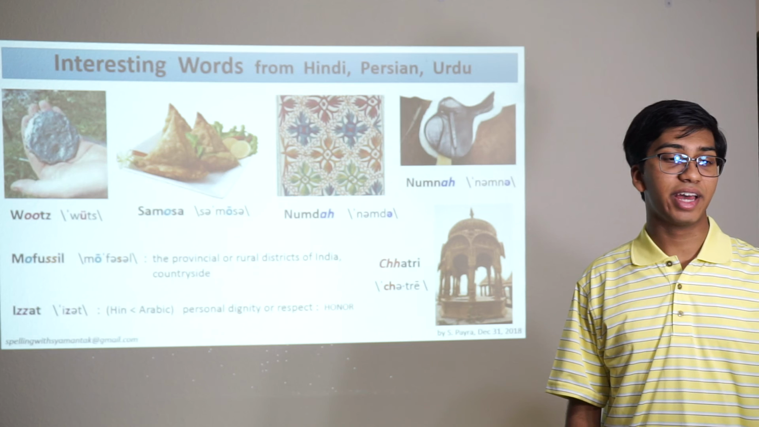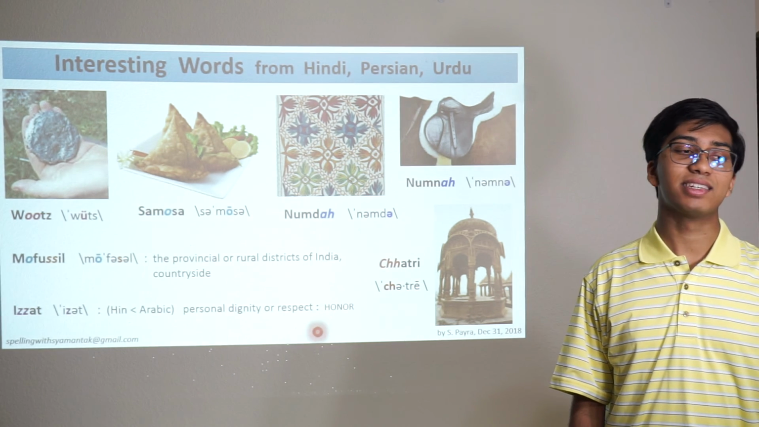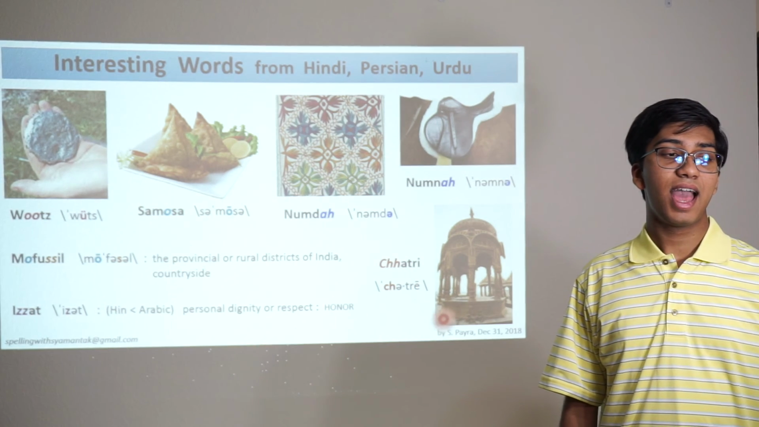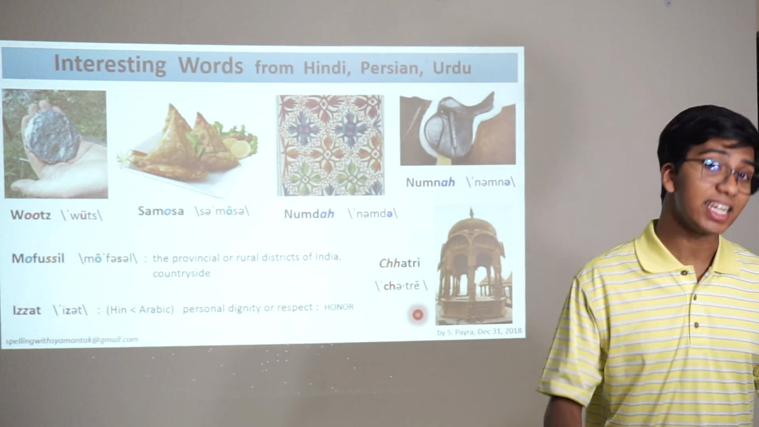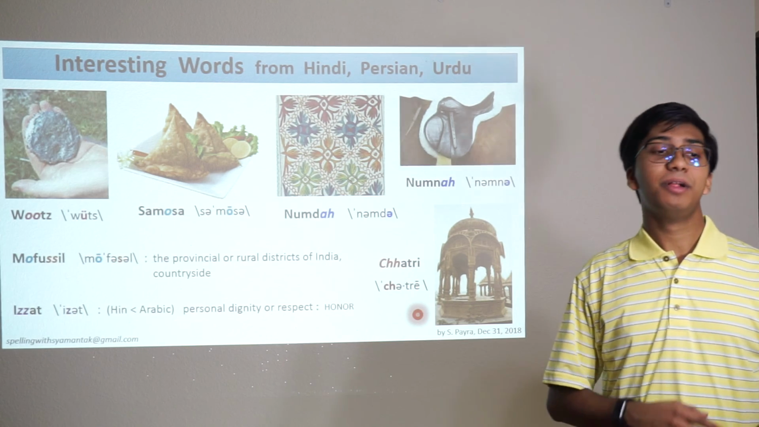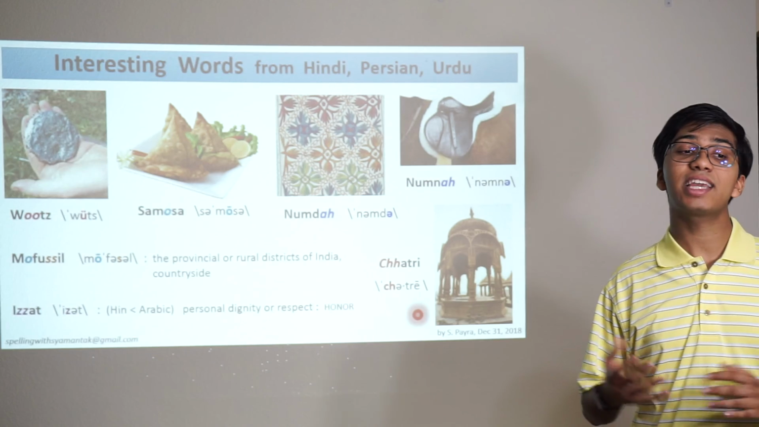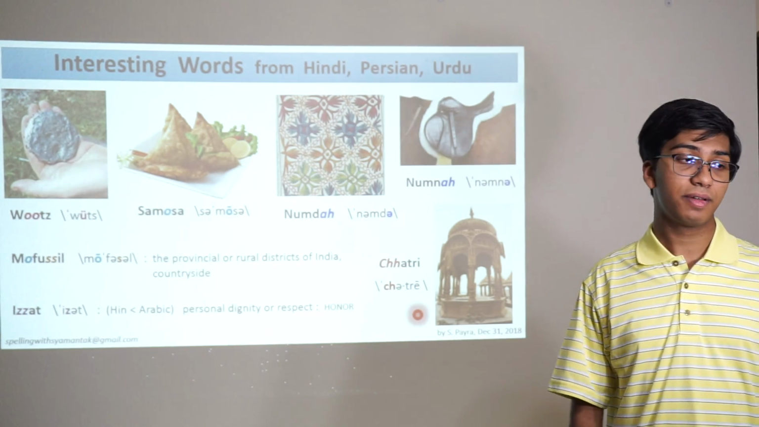And then you have words like mufassal, the provincial or rural districts of India, and izzat, personal dignity or respect, honor. And here is chhatri, interesting because of the CHH. Two H's, one T, and then an RI. Nothing near the end, but just remember the beginning. That's a funerary monument. It's kind of like a chapel built over a tomb.